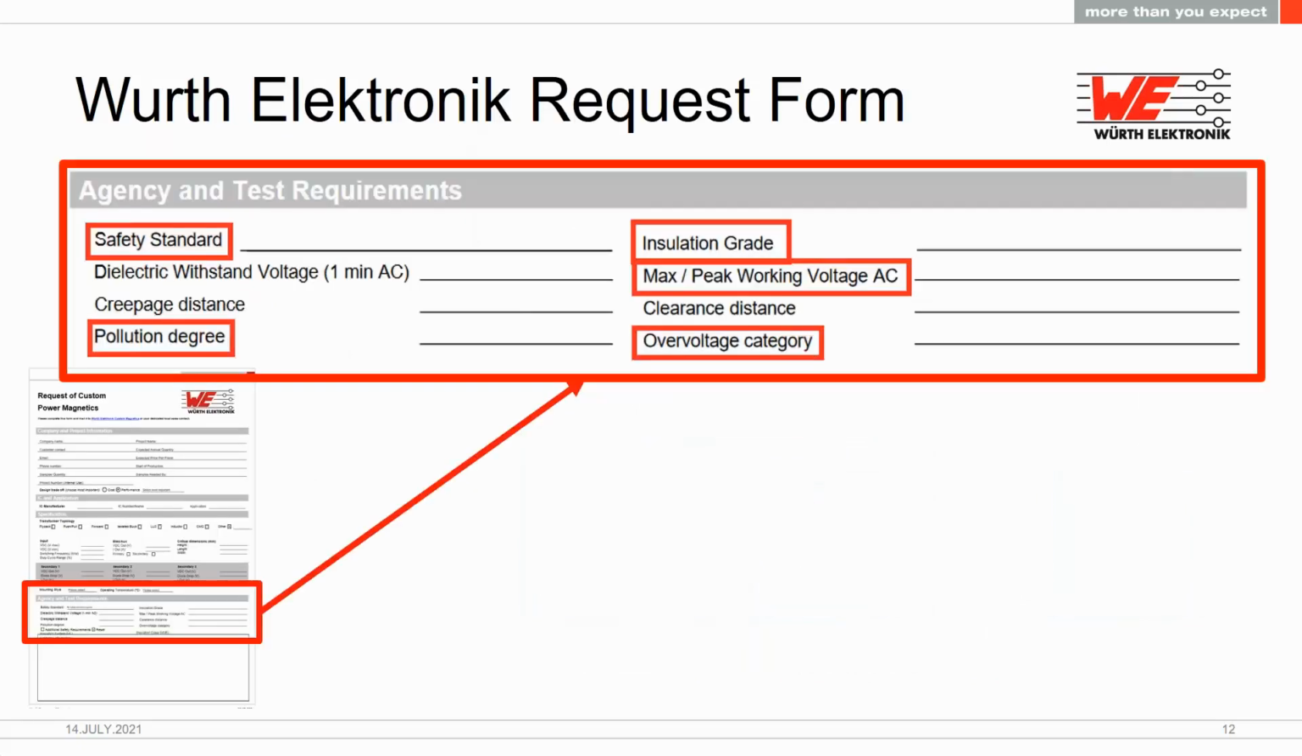Here at Wurth Elektronik, we have a handy one-page form that we'd like to use to capture all the transformer design critical parameters. At the very bottom of this form, there are lines for our customers to provide the safety standard, insulation grade, overvoltage category, pollution degree, and working voltage that we just discussed.